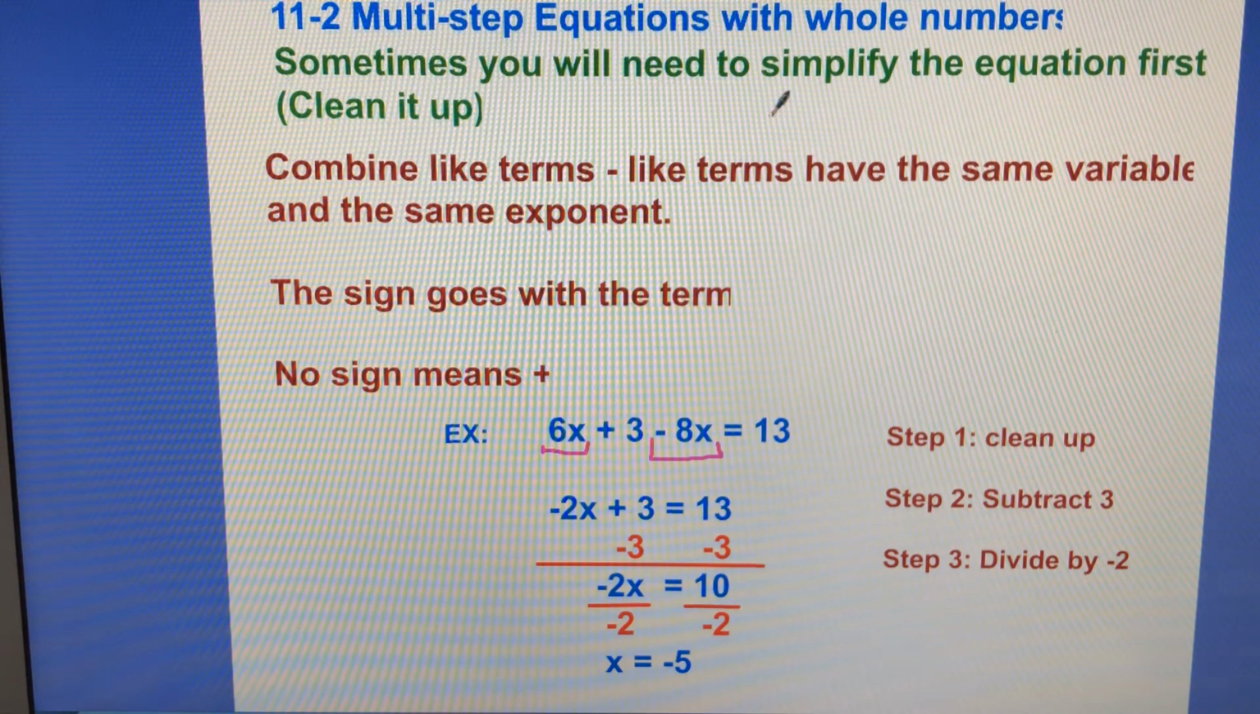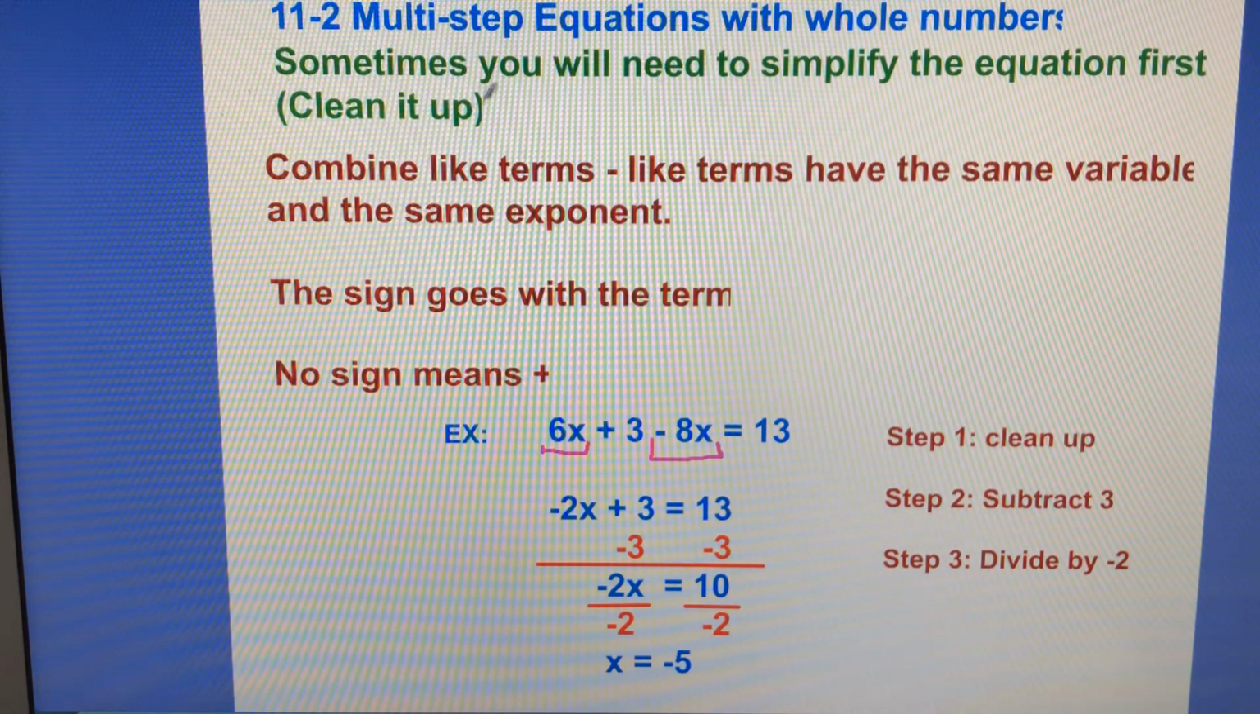Sometimes you will need to simplify the equation first, meaning you have to clean it up. So combine like terms. Like terms have the same variable and the same exponent. Remember, the sign goes with the terms. So I have my 6x and my negative 8x, negative 2x. Bring down my 3. I'm ready to solve. Subtract 3 from both sides. Now I'm left with negative 2x equals 10.